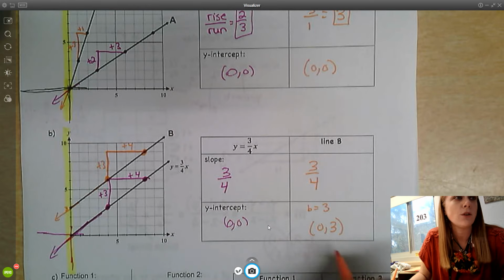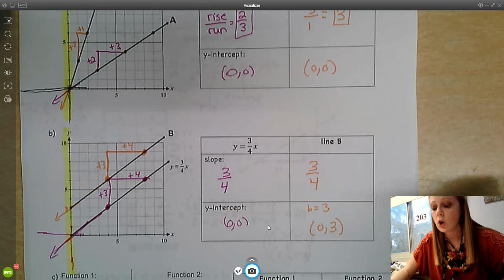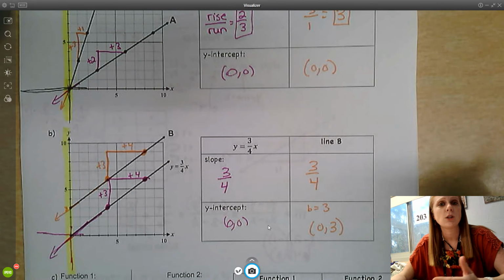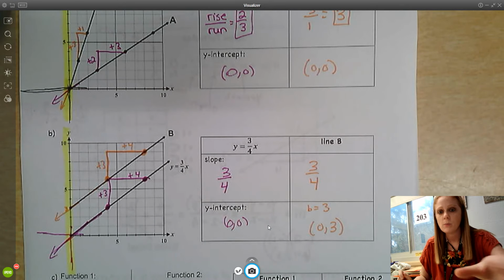So these two have different y-intercepts, but they have the same slope. The reason they have the same slope is because they're parallel. Parallel lines have the same slope. Okay.